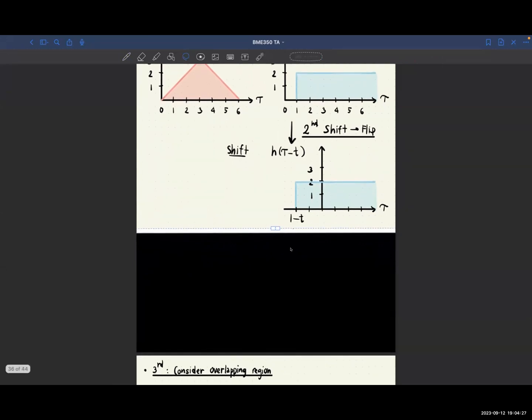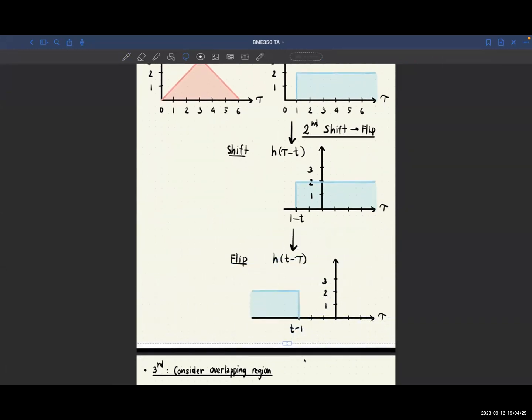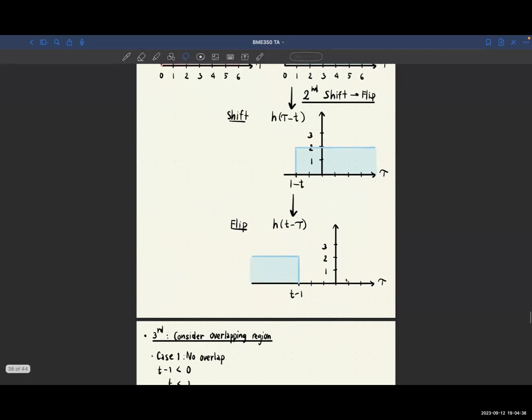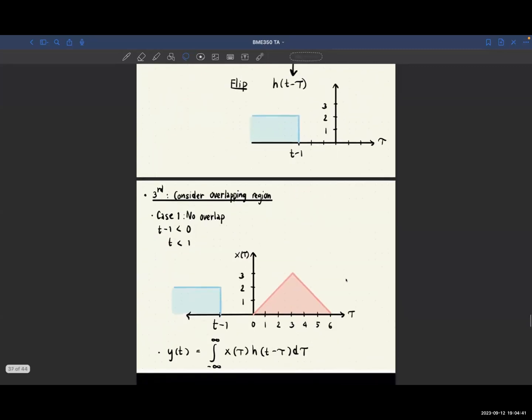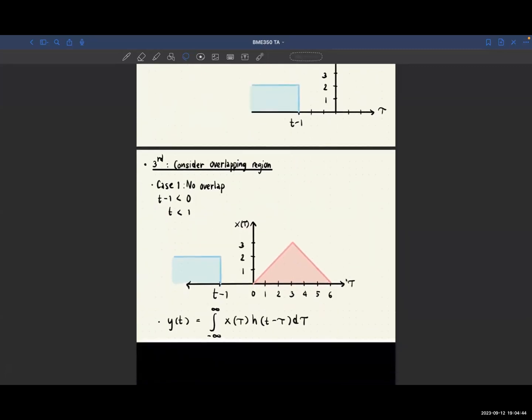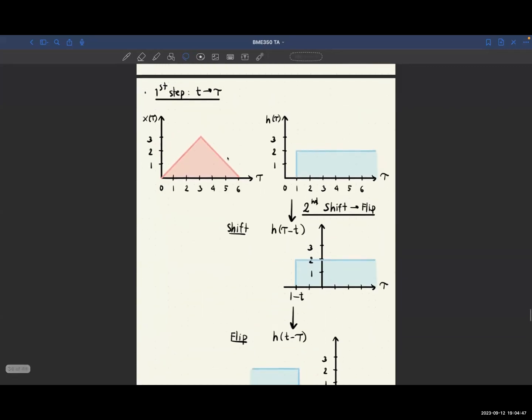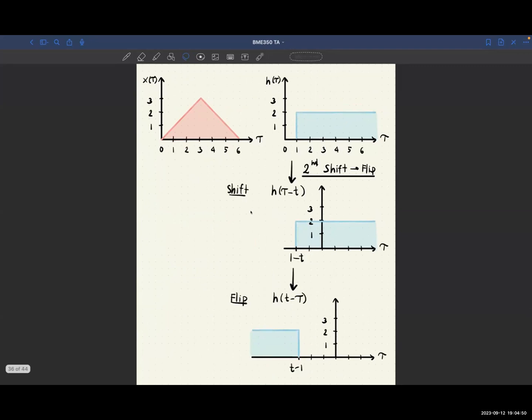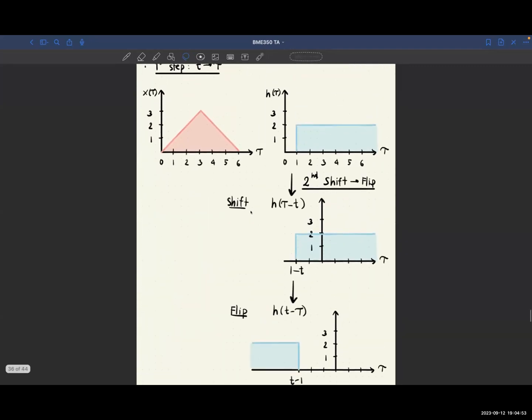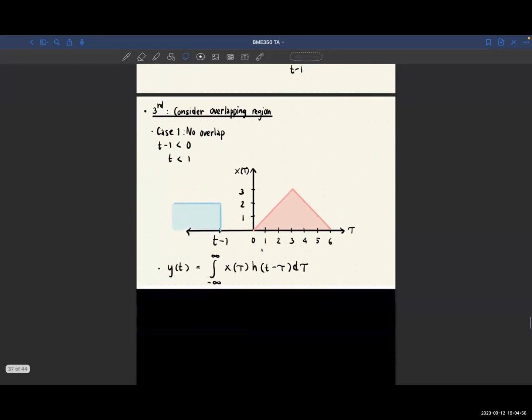And after shifting, you want to flip this signal. And this is what you're going to get after you flip the signal. Remember this shape, okay? All right. And the next step, after we have the signal, we transform it by using the dummy variable and using shift and flip on h tau here. We're going to have to consider the overlapping scenarios, like Will has shown us. There's going to be no overlap, some overlap, and full overlap.